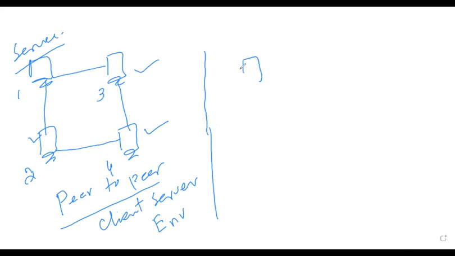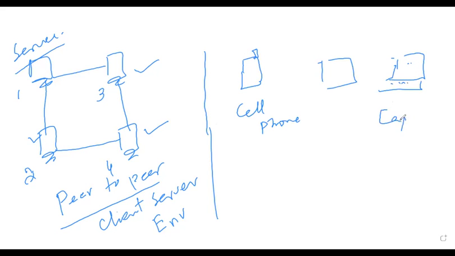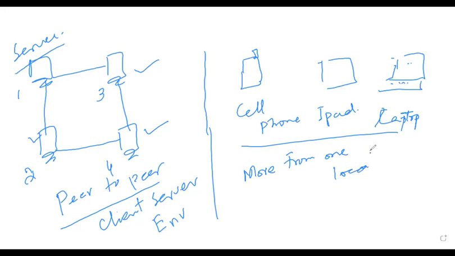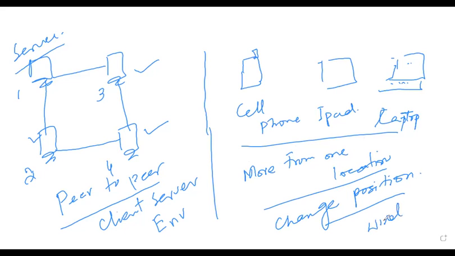Another form is mobile computing, in which your cell phone, your iPad, and your laptop can work as mobile computing devices. That is the laptop, and this is your iPad. So look at this, with these devices you can move from one location to another location. You can freely change your position and still be able to connect with the other resources. So mostly the connectivity is wireless when the devices are mobile.